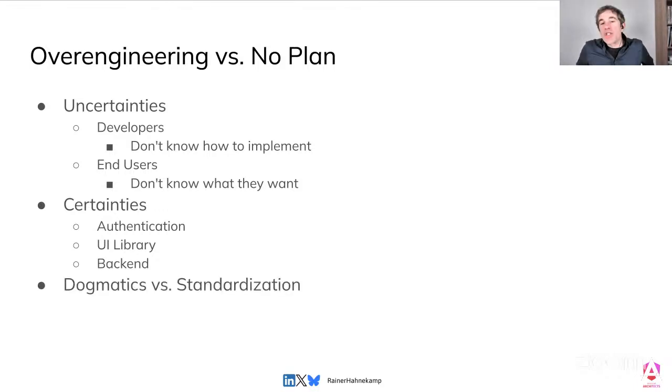One thing which is really important, and this also applies to everything that I'm going to say about architecture, there is this thin line between dogmatics and standardization. So I can have certain standards. I can give you an example. We will come to presentational and container components later.